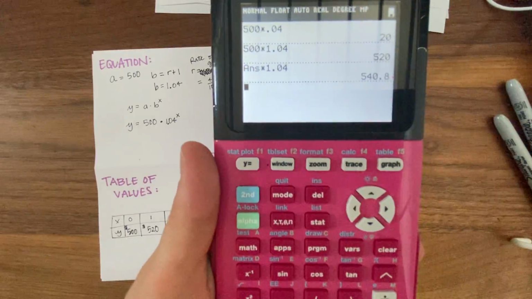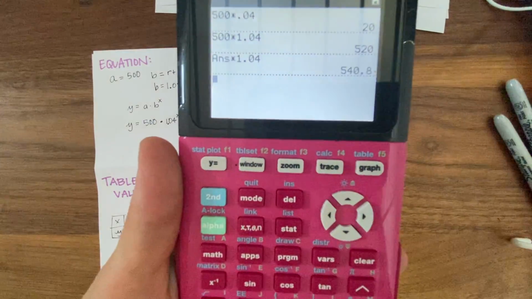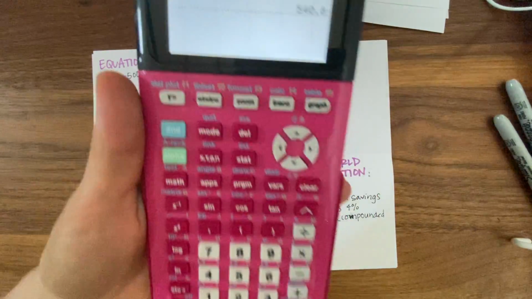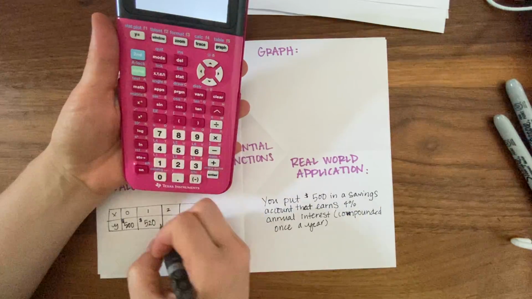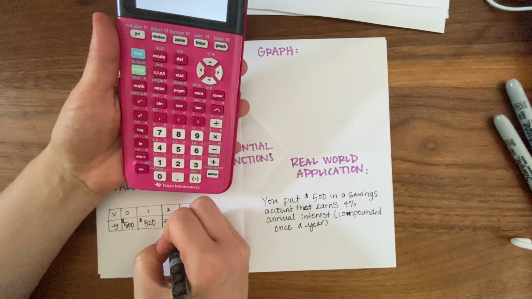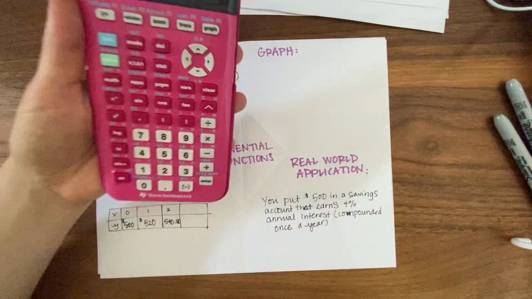So I have an additional $20 plus a little bit more. So I'm earning interest on the interest that I already have in my bank. So now I'm going to write this here. I have $540.80. Look at that. Okay.